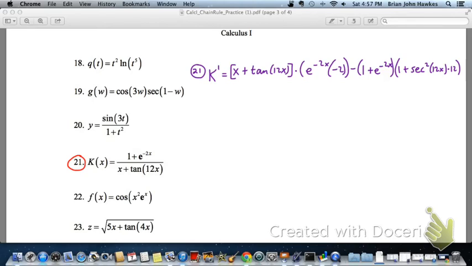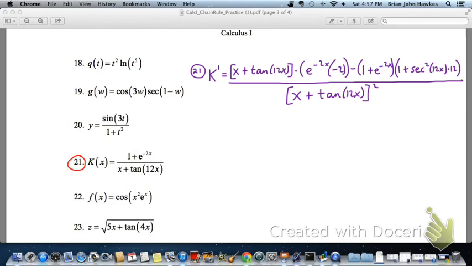And I need a set of parentheses around that. Now, all of that would be over low squared. Well, the low is easy. We just rewrite it: x plus the tangent of 12x. I'm going to review this problem here just to make sure we're on the same page. And again, guys, I don't need you to simplify anything. Just get that and we're fine.